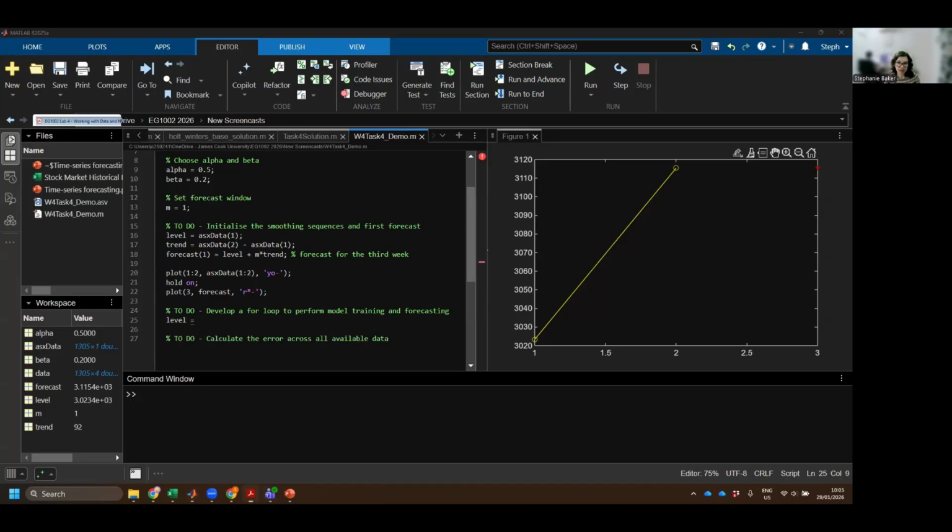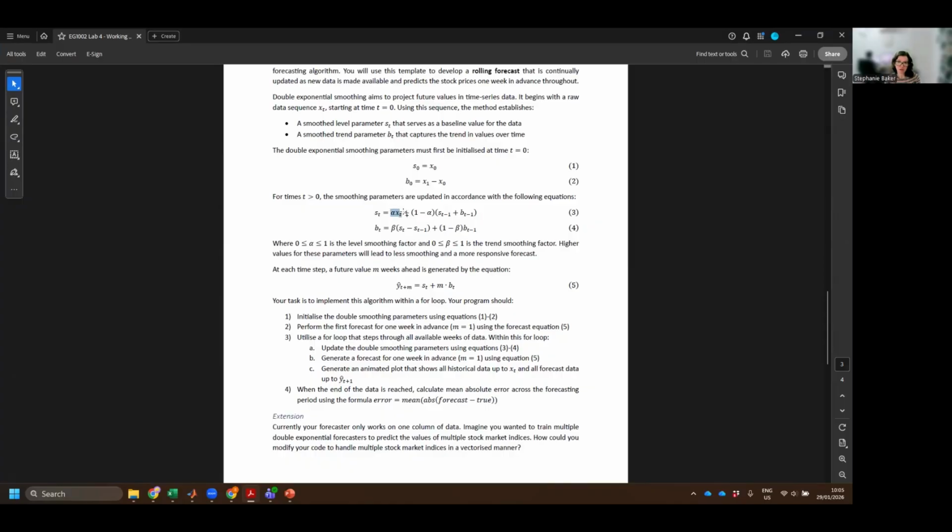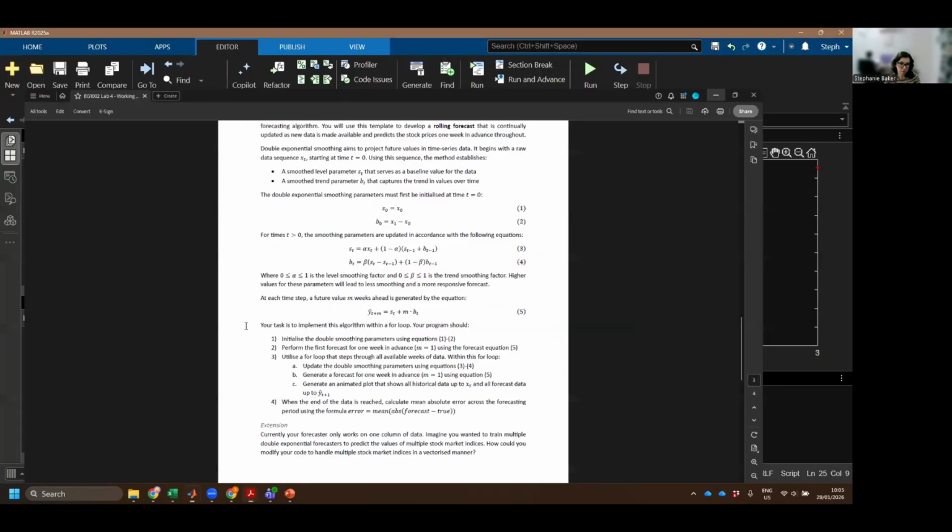So our level update includes alpha times our most recent observation plus 1 minus alpha multiplied by our previous level and our previous trend. The other thing to note is that we need to make a copy of our level before we destroy it because we're about to have to use it down here as well. So actually, let's do this bit first, then I'll come back to that.